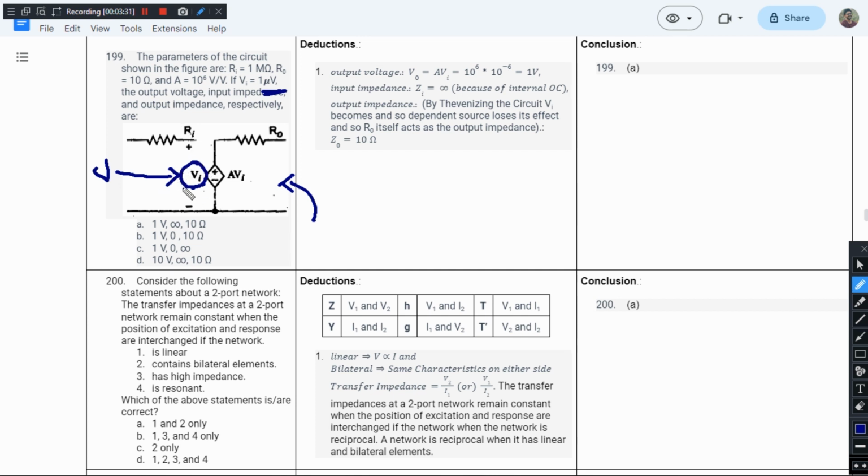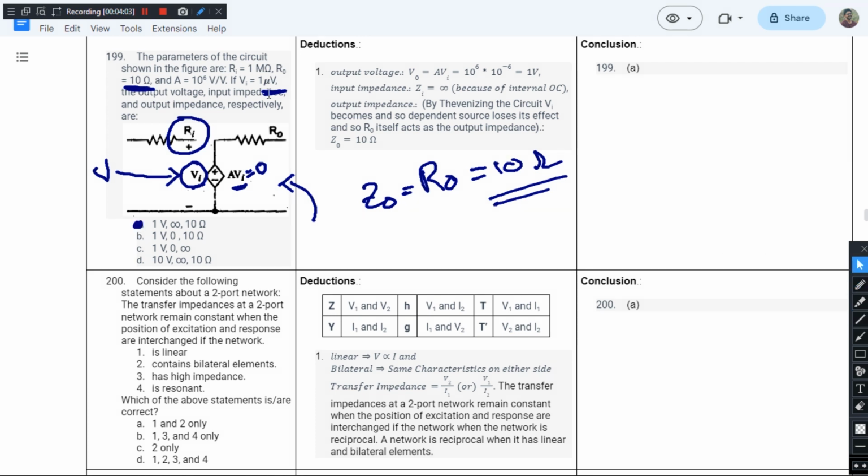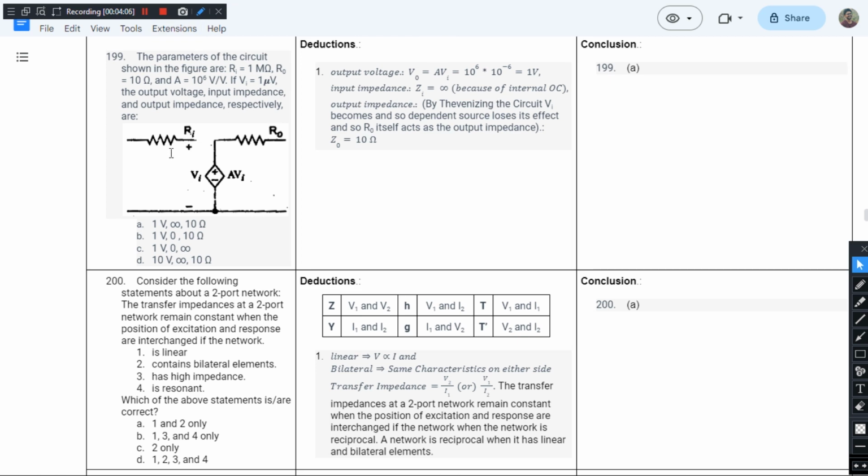If Vi becomes equal to 0, this dependent source will lose its effect and also become 0. Since Ri is already open circuited, if you look from this terminal, you can judge that this R0 is equal to Z0. The value of R0 from the question is 10 ohms, so the output impedance is 10 ohms. All these values are an exact match with option A. So for question number 199, the correct answer is option A.